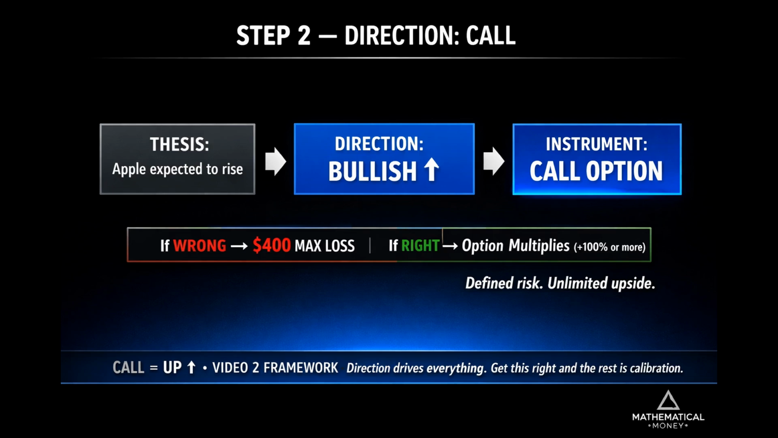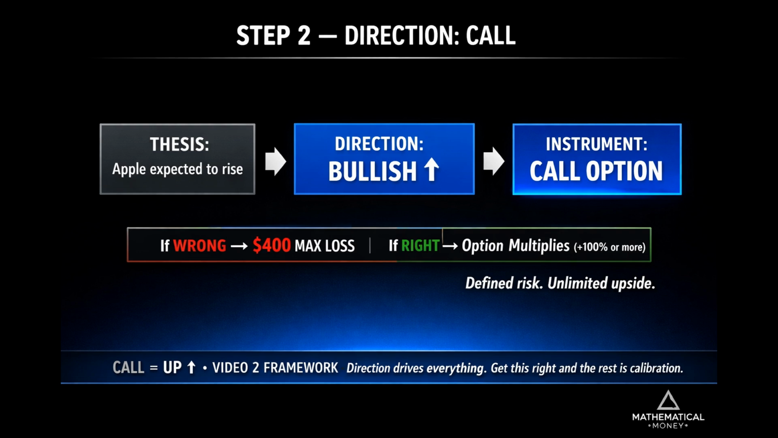Step 2. Direction. The thesis is bullish. You expect Apple to rise. The instrument is therefore a call option, not a put, not a spread, a single call. This is the first and most important decision, and you made it in video 2. Call equals up. The thesis tells you the direction. The direction tells you the instrument. Everything else, strike, expiry, size, is calibration around that core decision.